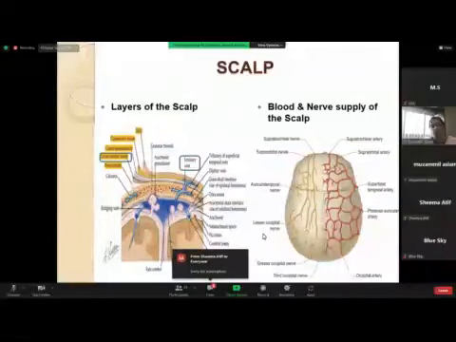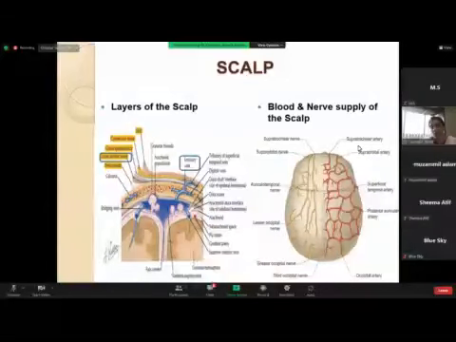When we talk about the arterial supply or venous drainage, all these vessels are named after the region where they are. They are accompanied by their veins. We have the supratrochlear artery, supraorbital artery, superficial temporal artery, posterior auricular artery, and occipital artery. So this is the blood and nerve supply of the scalp region.